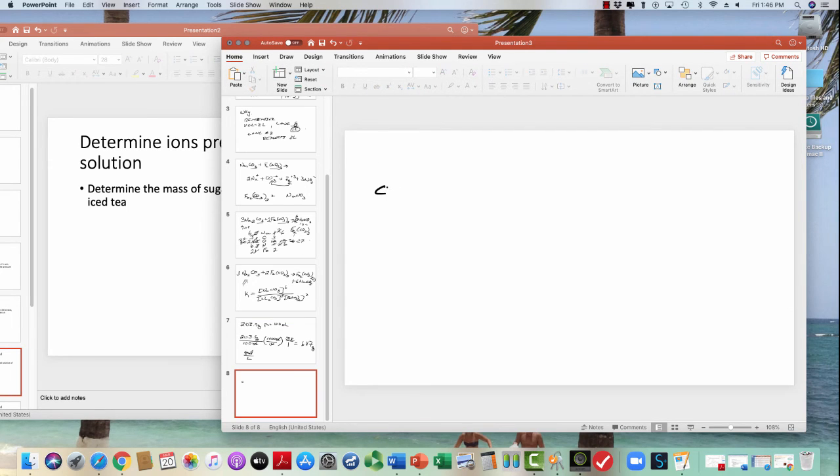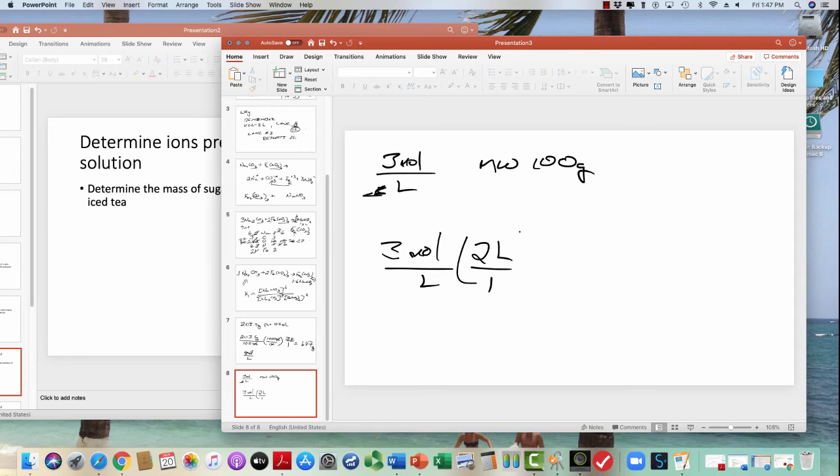So what we have is, say, some unknown compound has a solubility of 3 moles per liter, and the molecular weight of this compound is 100 grams. Let's make this easy. You take 3 moles per liter and multiply by, say, about 2 liters. I'm pulling this number out of the air.